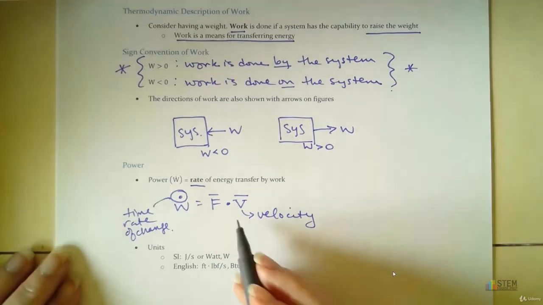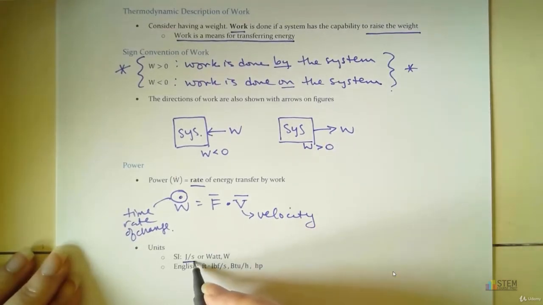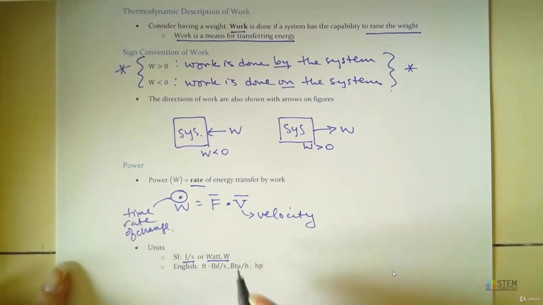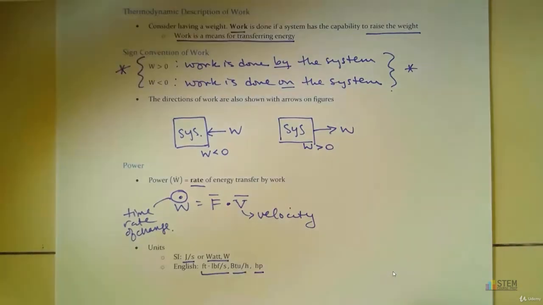Okay, now our units for power, we're going to have joules per second or a watt. And a watt is denoted with a capital W for the unit. Those are the SI units. In English system, we're going to have foot-pound force per second, BTU per hour. BTU stands for British Thermal Unit. And then finally, horsepower.